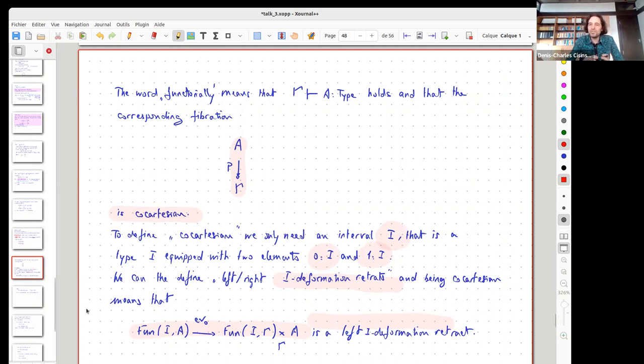And for this, you don't need a lot of properties for the interval. It's really just a guy with two elements. And we don't even care if the elements agree or not, are separated or not. Who cares? So in particular, an example of an interval is a terminal object. And of course, if you take the terminal object, everything is a co-Cartesian fibration.